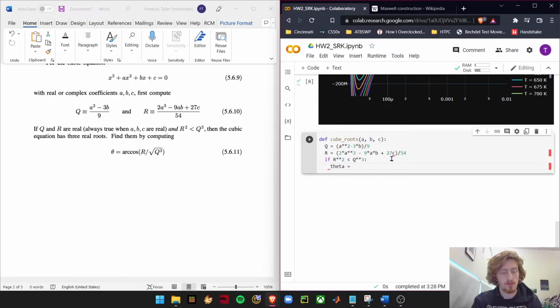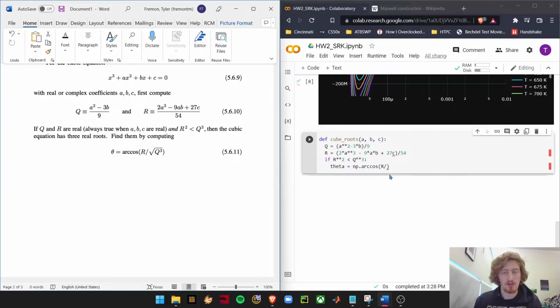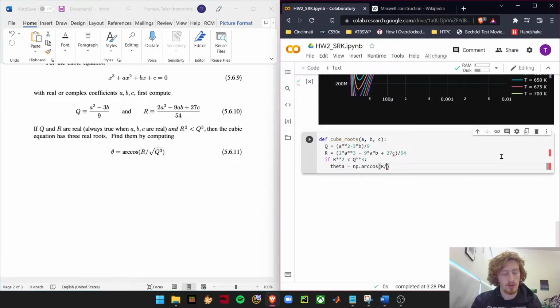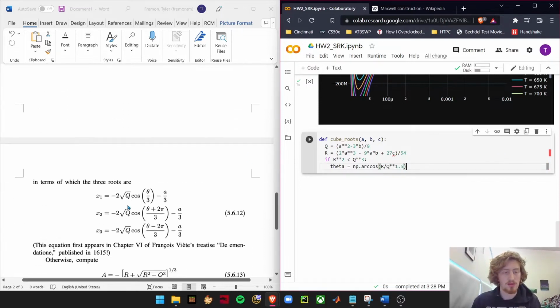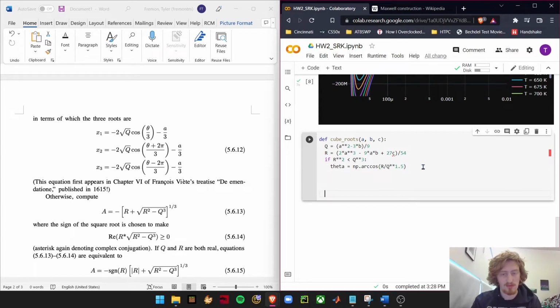is going to be equal to the arc cosine of our r divided by the square root of q cubed, and we can write this as q to the 1.5, I should say. That's good, and then these will be our roots, but we'll define those in a second. For now, I want to move on, and we're going to do the else statement.